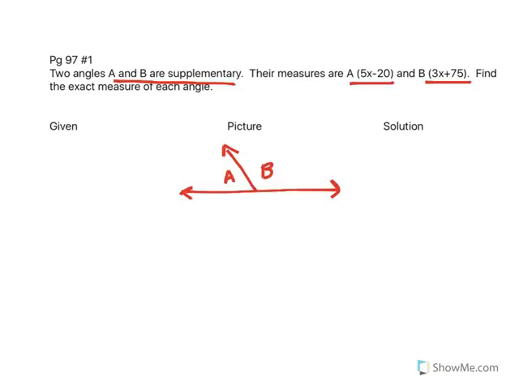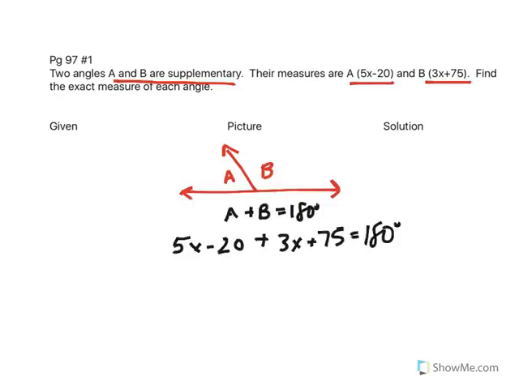Okay, so we have to find the exact measure of each angle. So A plus B has to equal 180 degrees. So let's put in those angle measures. We have 5x minus 20 plus 3x plus 75 equals 180. Let's put these over here.